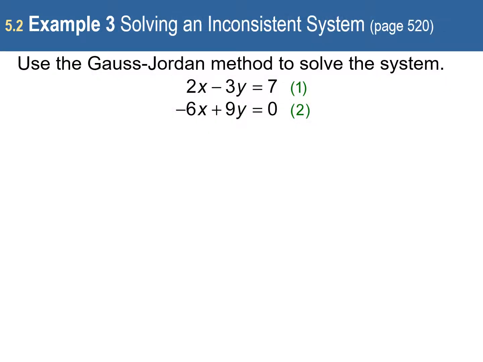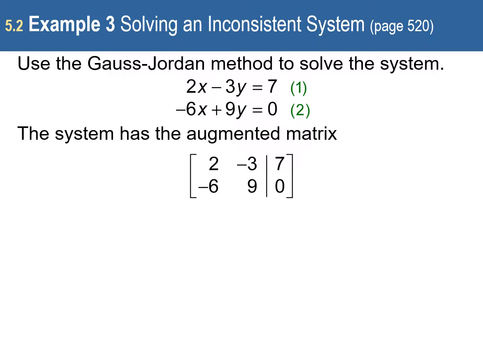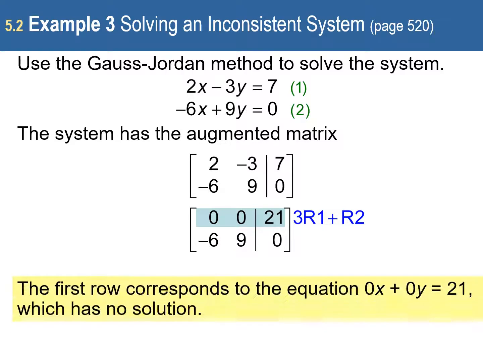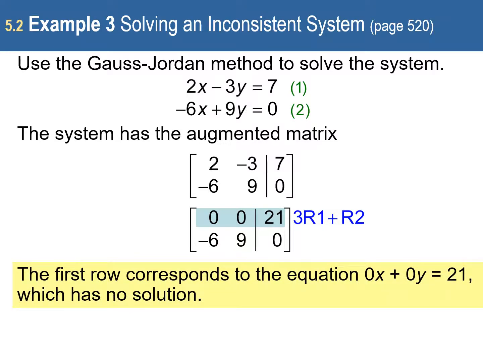Now suppose I want to use the Gauss-Jordan method to solve the system 2x minus 3y is 7 and 6x plus 9y is 0. You put it in augmented form. If I were to add 3 times R1 plus R2, I see that I get 0x plus 0y equals 21, which has no solution.